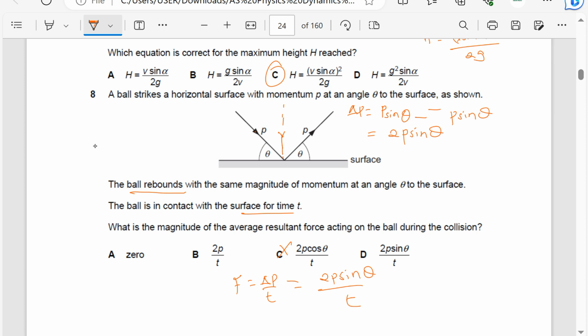It can't be 2p cos theta, because that would mean resolving the horizontal, which will be p cos theta, and the horizontal after rebounding will also be p cos theta. They will sum up, but this is not going to be the force acting on the ball, because the force acting on the ball must be in the vertical. So the answer is going to be D.